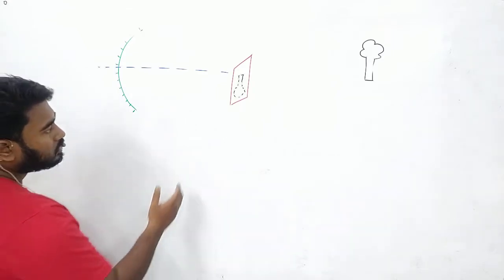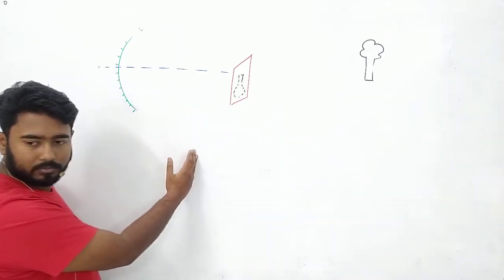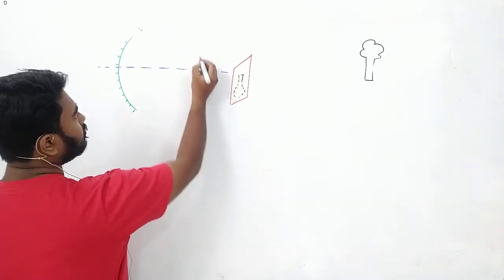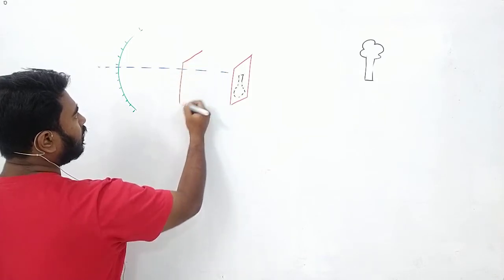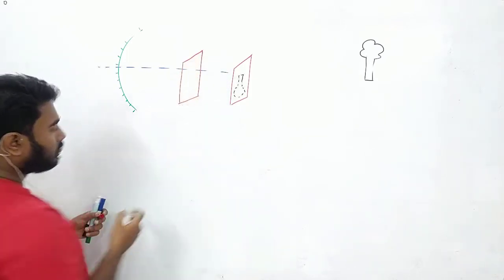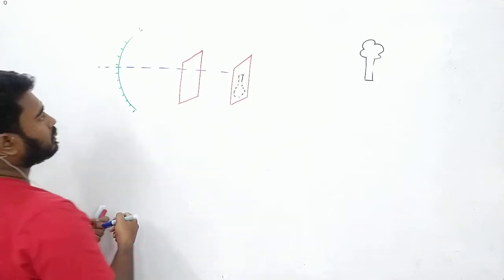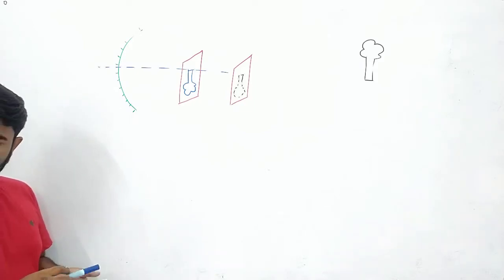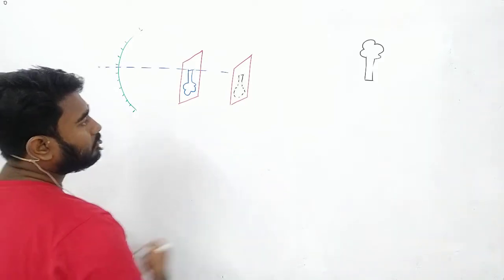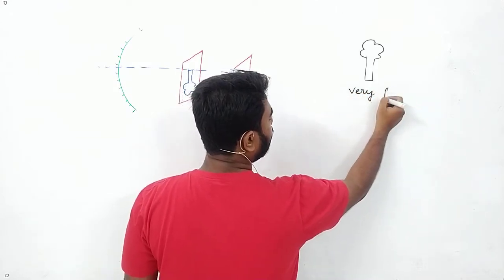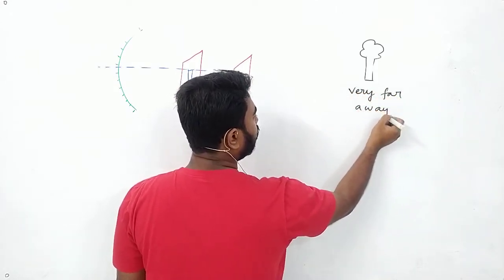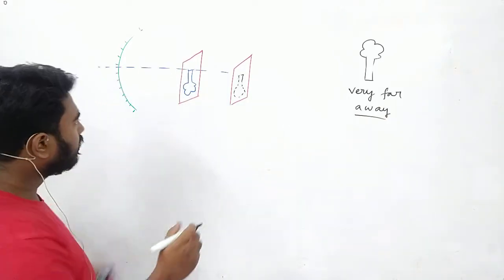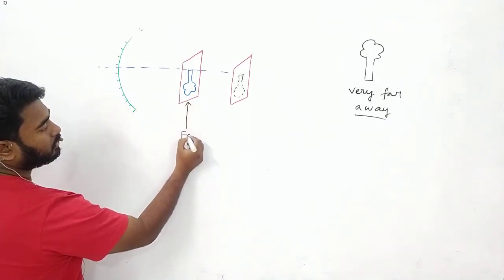Now, some position will come where the image will be sharp. Suppose when I bring it to this position, I find out that the image at this position is sharp. Is that clear? That means if this tree is very far away, it can only happen when the tree is very far away. Otherwise, we can't do it in this way. Okay, this position will be the focus.